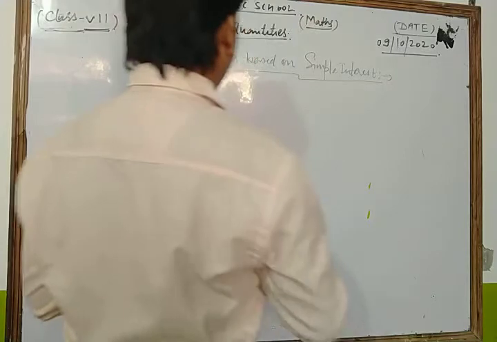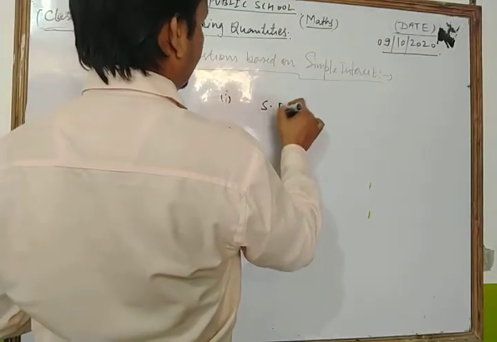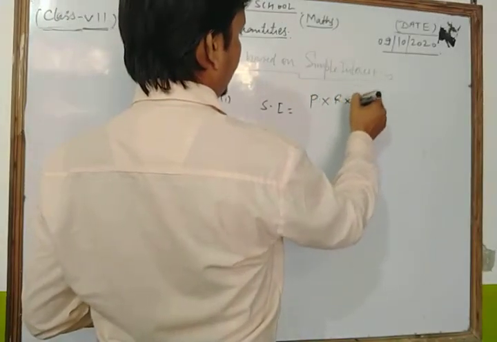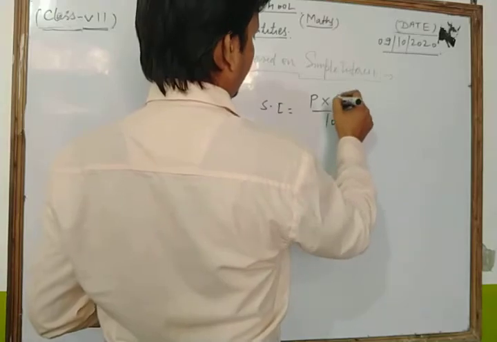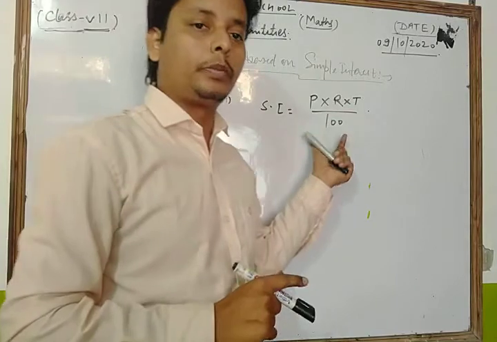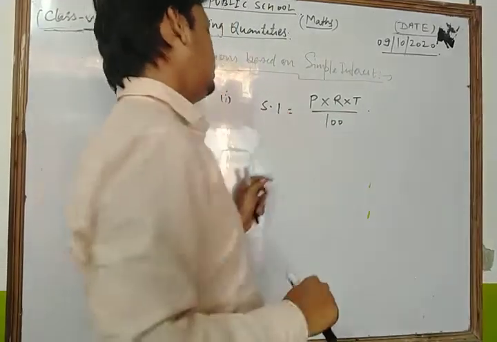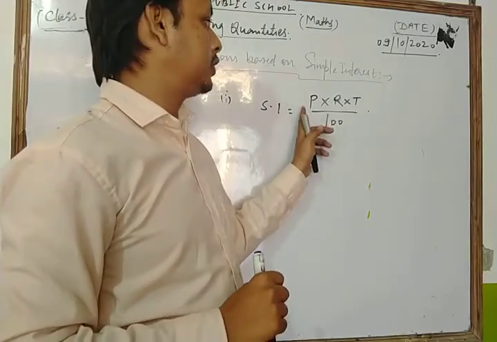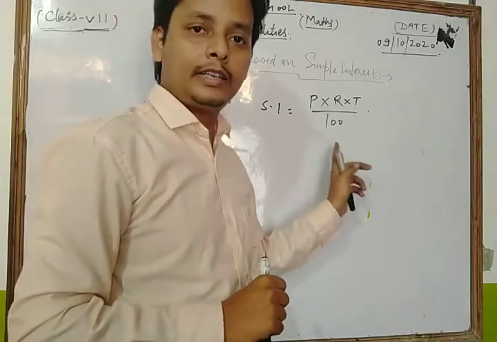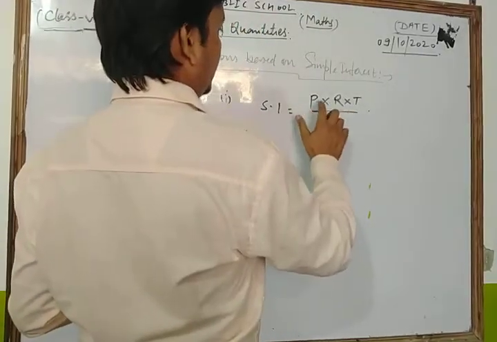The first formula is simple interest. The formula for simple interest is principal into rate into time upon 100. Dear student, this is one of the most important formulas of that topic. That is, simple interest is equal to principal into rate into time upon 100, that is PRT upon 100.